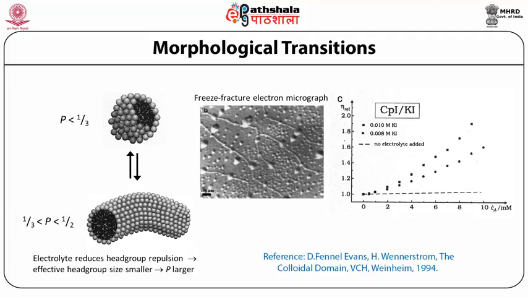If you don't put electrolyte, the viscosity doesn't increase, but as you put electrolyte like potassium iodide in a pyridinium-based amphiphile, you see that depending on the concentration of the KI, the viscosity increases.